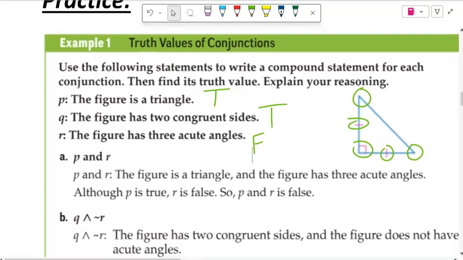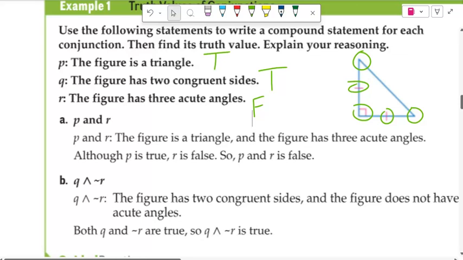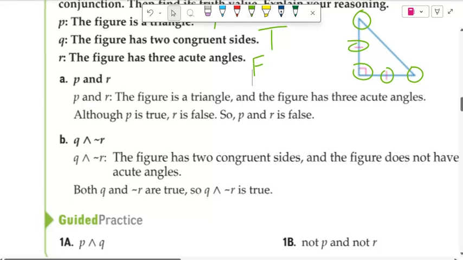Okay, so truth value, P is true, Q is true, R is false. Simple enough so far. Write the compound statement for each conjunction. So part A, give me somebody here. Hutton, go ahead and read part A, P and R.